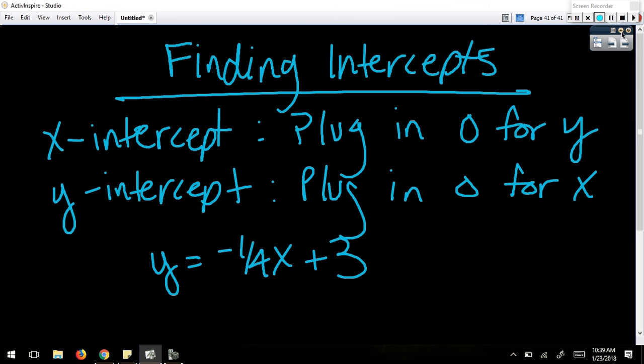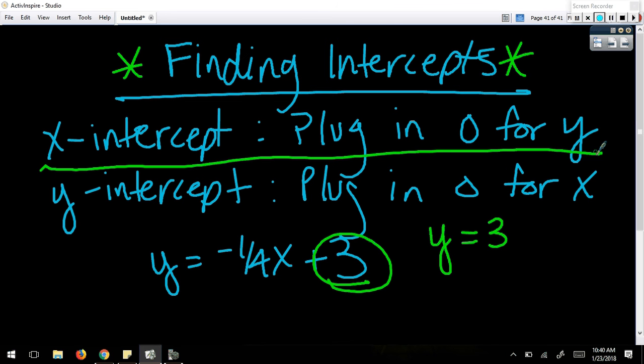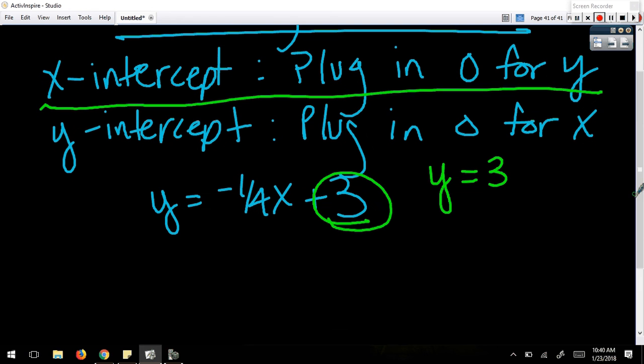Slope intercept. So slope intercept gives me the y-intercept, right? So for these, it'll say find the intercepts. Well, the y-intercept is easy because it's slope-intercept form, but the x-intercept is a little bit harder. So to find the x-intercept, what do we do? Plug in 0 for which one? Y. Can you solve that now for x? Sure. This is what we did Friday.